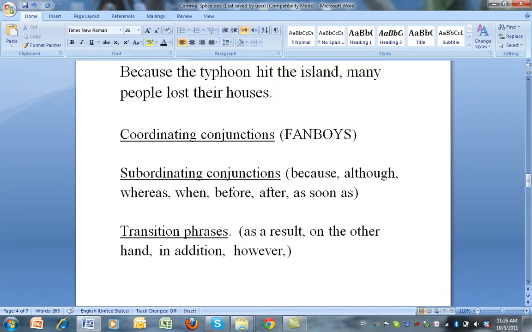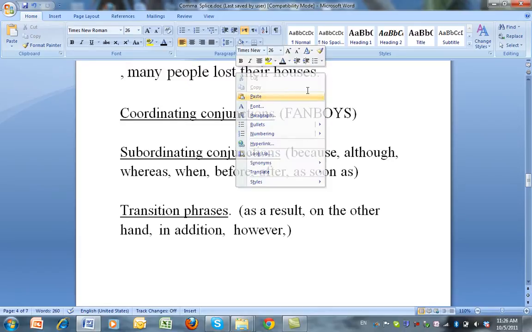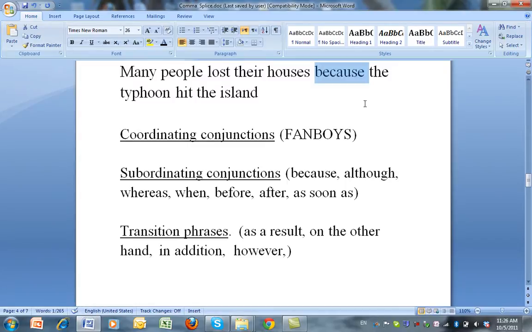But as you know, I can also say many people lost their houses because the typhoon hit the island. So if I want to, I can go like this. Cut, paste. I have to do some grammatical activities here. I have to make that a small letter. I'm going to get rid of that comma. I have to make this a big letter. And let's see how it is. Many people lost their houses because the typhoon hit the island. Now you've got a natural order complex sentence.